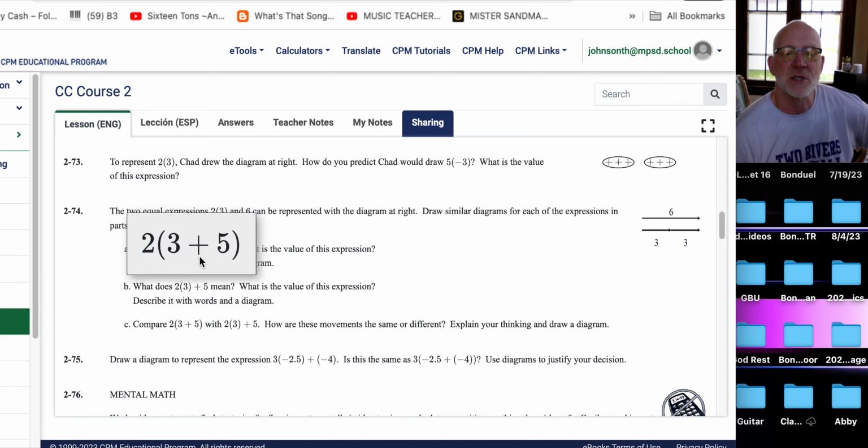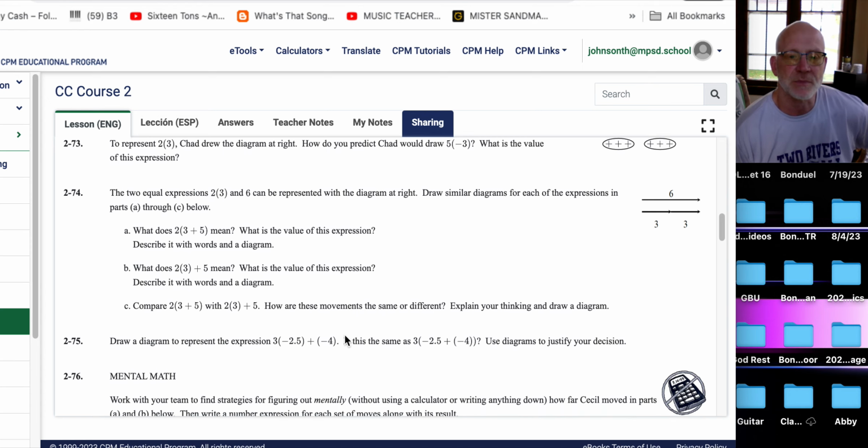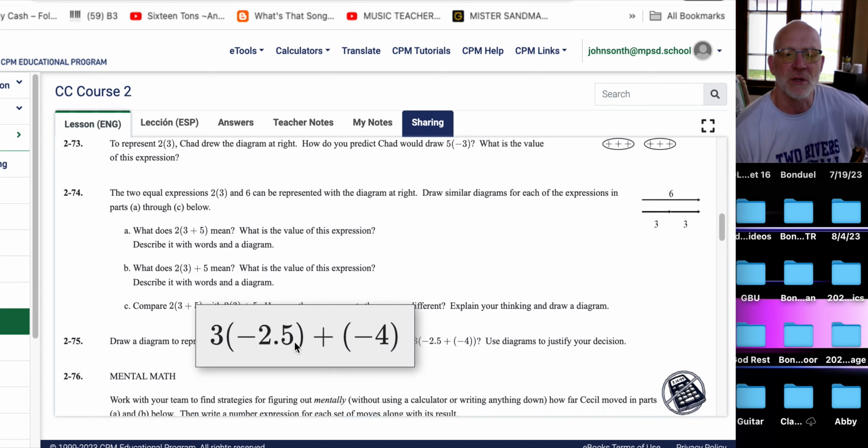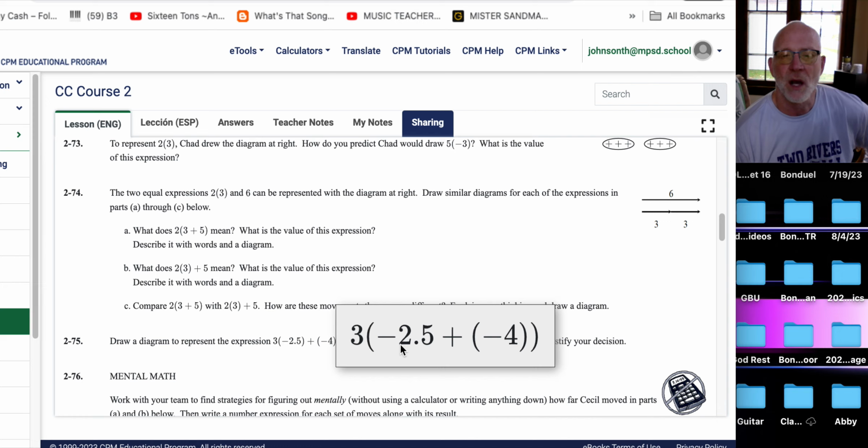What does 2 groups of 3 plus 5 mean? Are 2 groups of 3 plus 5 the same as 2 groups of 3 plus 5? Explain, draw a diagram. And then finally, can you draw this one? 3 groups of -2.5 plus -4. And is that the same as 3 groups of -2.5 plus -4?